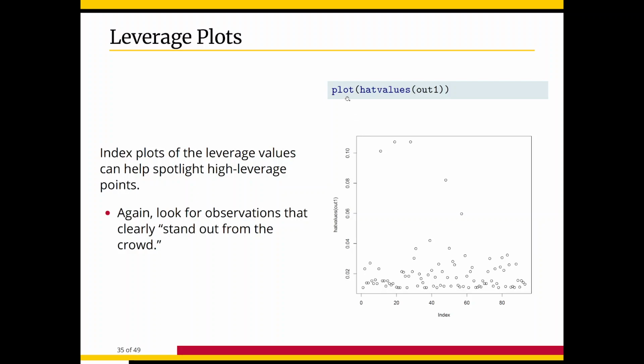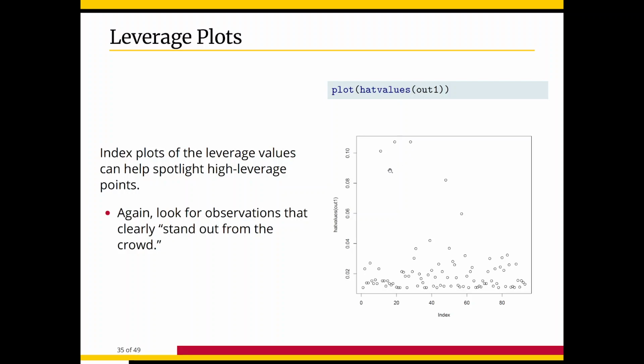And creating these plots is also very simple. We just use the plot function to generate a base R plot. And the hatvalues function is what we can use to generate leverages. Again, the reason it's hatvalues is because we're taking the diagonal of the hat matrix. So that's where this name comes from.